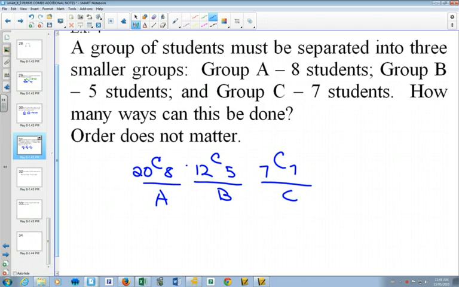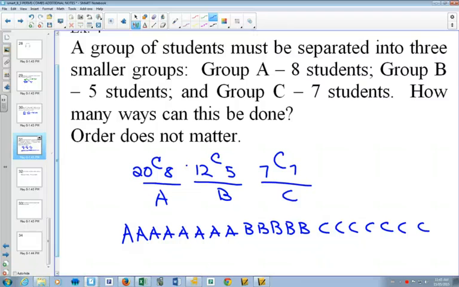Now this question, we could have had this question in our permutations unit. How could we solve this one as permutations? You could imagine all 20 students lined up in a row, and you have 8 A's to give out, 5 B's to give out, and 7 C's. You could also solve this same question as a Mississippi question.